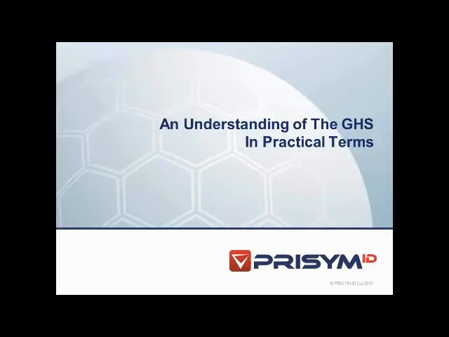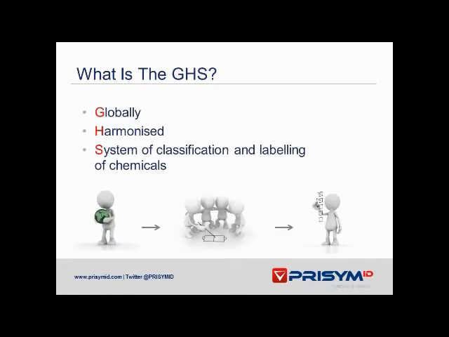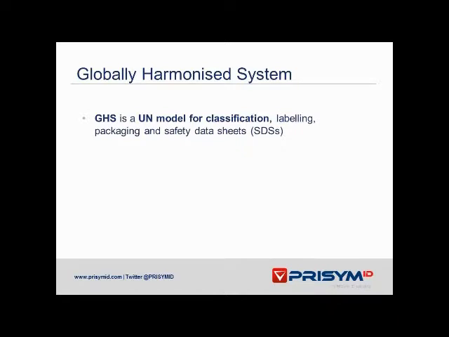So let me start by taking you through the CLP regulation and the GHS model in practical terms. As many of you will be aware, GHS stands for Globally Harmonized System of Classification and Labelling Chemicals. GHS, or Globally Harmonized System, is a UN model for classification, labelling, packaging and safety data sheets of chemicals, SDSs.